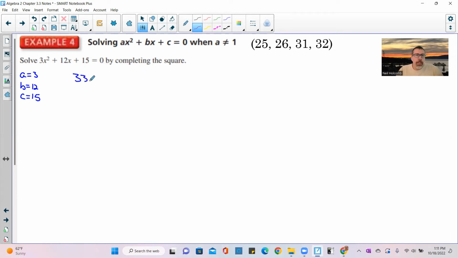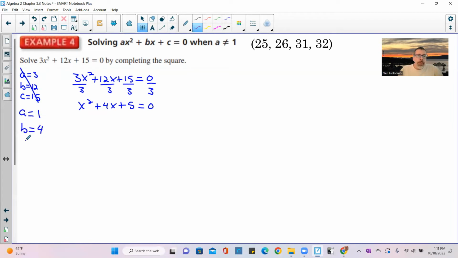So let me write 3x squared plus 12x plus 15 equals 0. So if I divide everything by 3, you have to divide every term. Then you're going to get x squared plus 4x plus 5 equals 0, divided by 3 is still 0. Now I have a equals 1, b equals 4, and c equals 5.